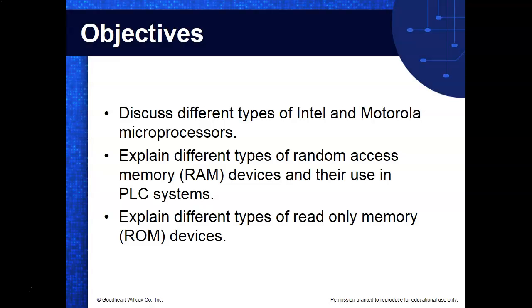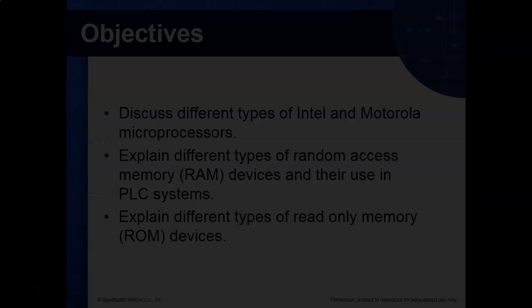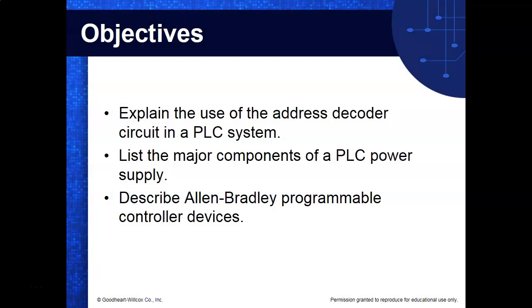Discuss different types of Intel and Motorola microprocessors. Not really. I've got the mask for an i7 processor in here, and you can get them yourself. This would be the actual thing that they use to etch the processor into the silicon wafer. The different types of RAM and ROM we'll look at, and this will start making some sense, even maybe of some things that you've heard. We'll look at what we call an address decoder. It's easier for us to understand when we actually get into addressing. We'll talk about power supplies, and then we'll look at some Allen-Bradley programmable logic devices.